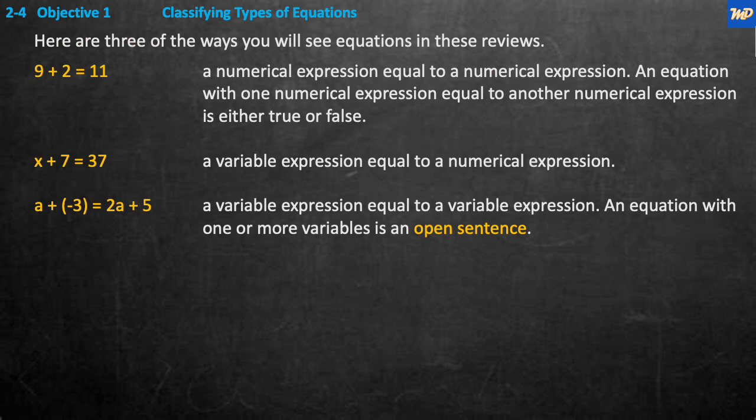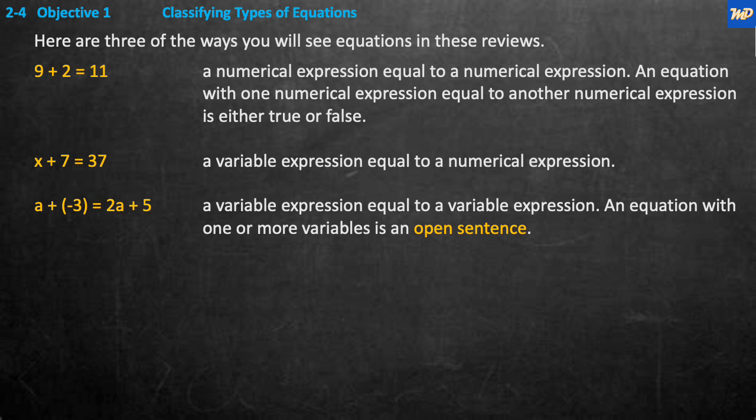Objective 1: Classifying types of equations. Here are three of the ways you'll see equations in these reviews. First, 9 plus 2 equals 11. That's a numerical expression equal to a numerical expression. An equation with one numerical expression equal to another numerical expression is either true or false. The next one says x plus 7 is equal to 37. A variable expression equal to a numerical expression. That's what we have here.